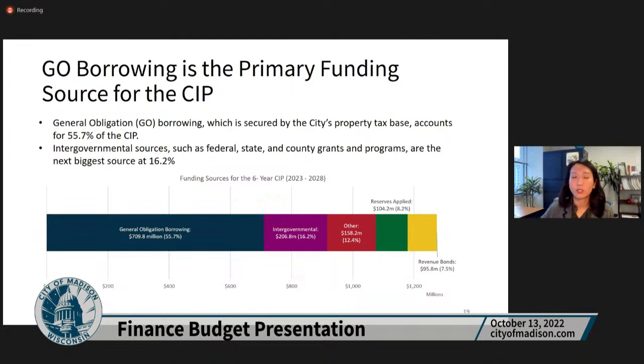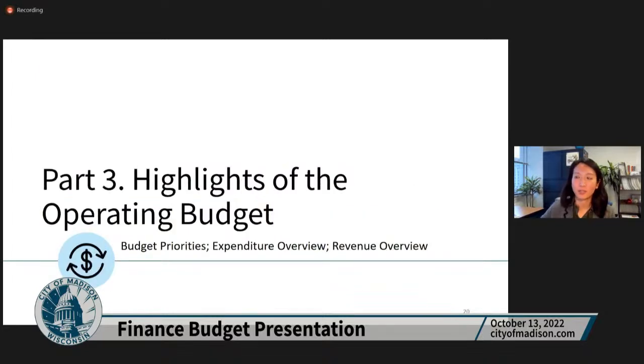The other major sources of funds include intergovernmental funds, which include some of the federal grants that I mentioned, other sources such as tax increment district financing or impact fees, funds from reserves, or revenue bonds. So with that, I know that was a very quick overview, but I want to keep the presentation moving. So we're going to talk about the operating budget highlights. For the next two sections, I'm going to turn it over to Dave.